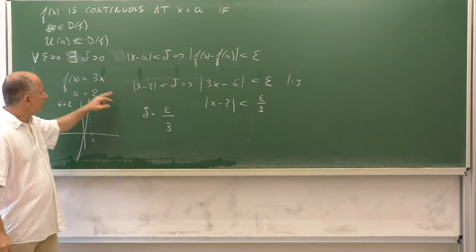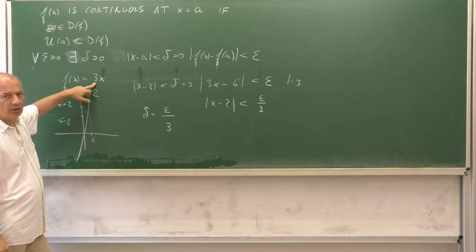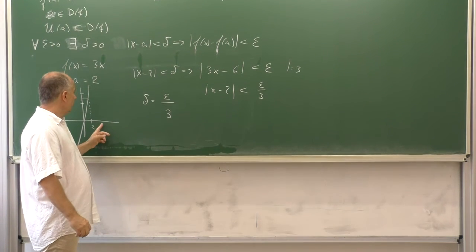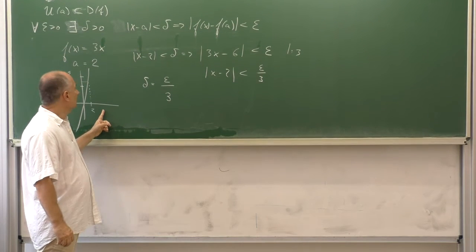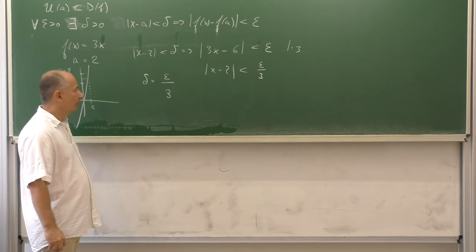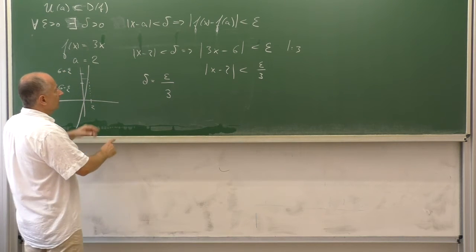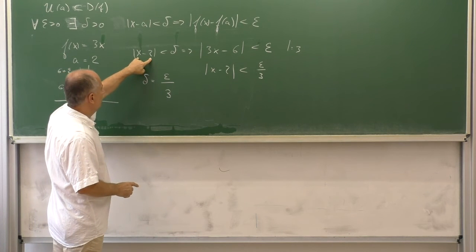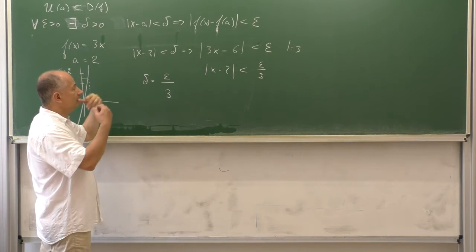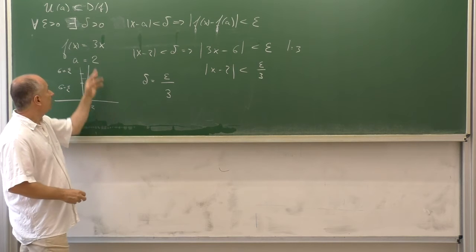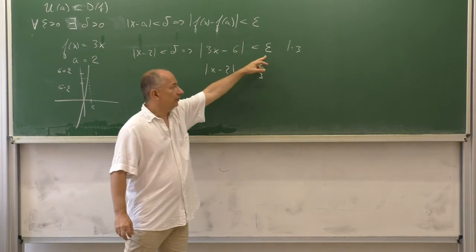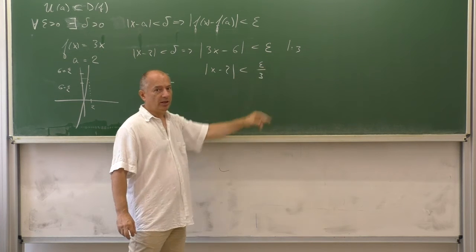You see, 3 is the slope. This is the coefficient by which all the changes of x are magnified into changes of y. If the change of x is not more than epsilon divided by 3, then after this magnification by 3, by the slope of the function, the change of the function value will be not more than epsilon.